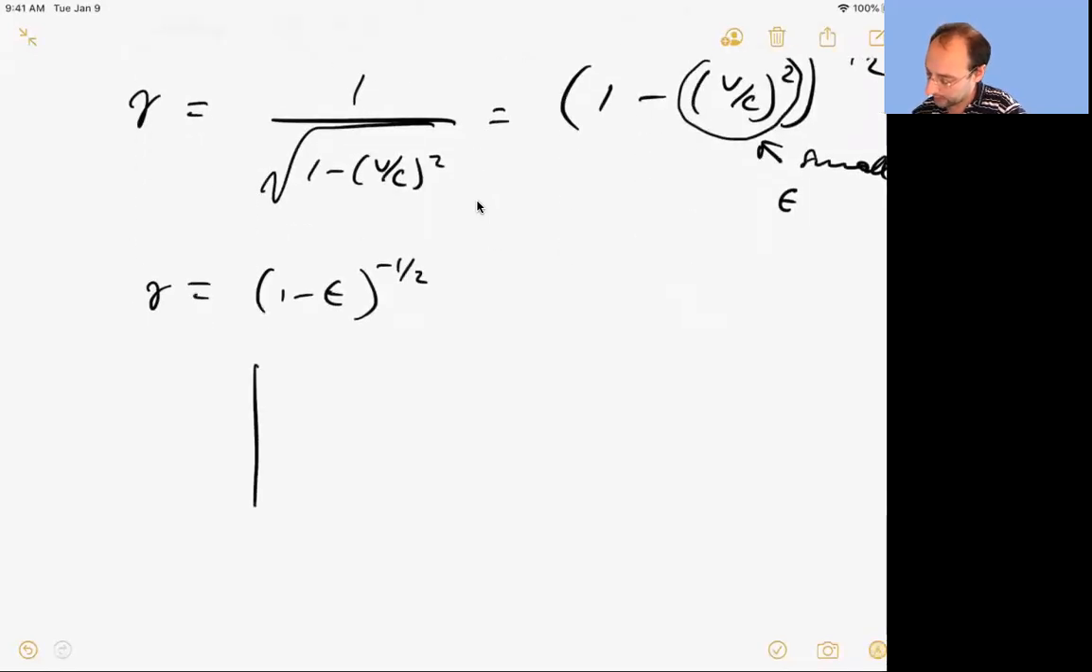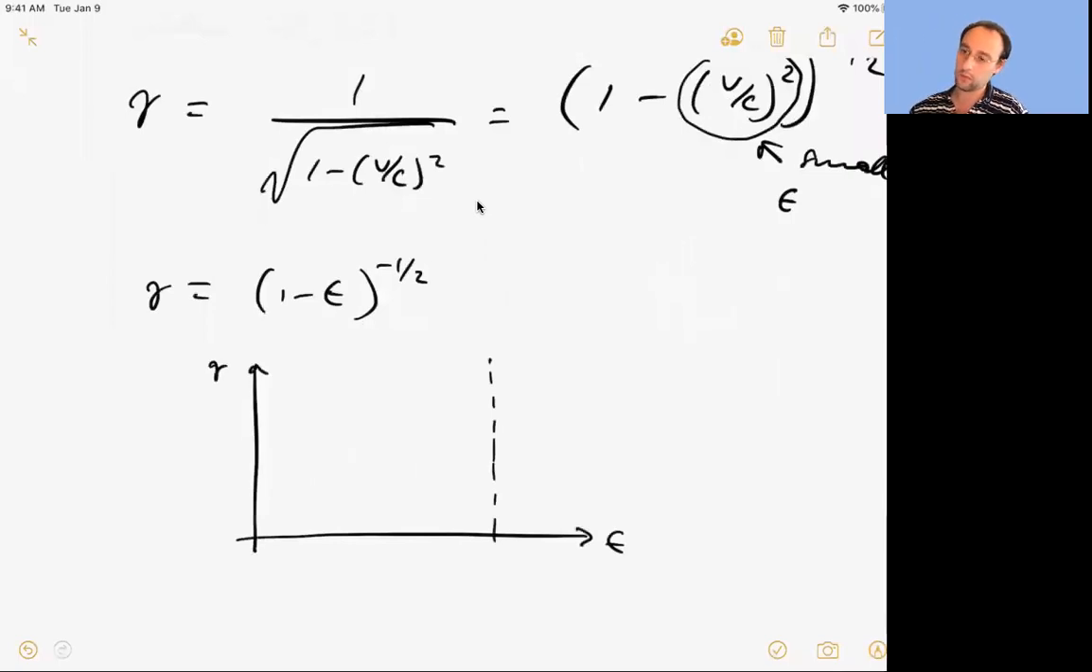You know what this looks like? It looks like this. If this is epsilon, this is gamma. Well, when epsilon is 1, you have 1 over the square root of 1 minus 1. That's infinity. When epsilon is 0, this is 1. And in general, it will do something like that. So it blows up at epsilon equals 1. But here we're working right here, at small epsilon. We can approximate this by the tangent line here.